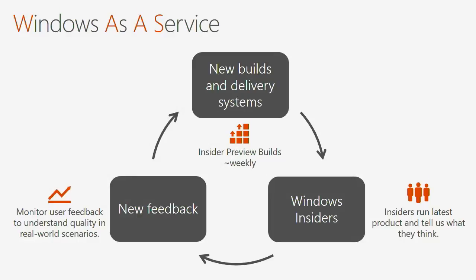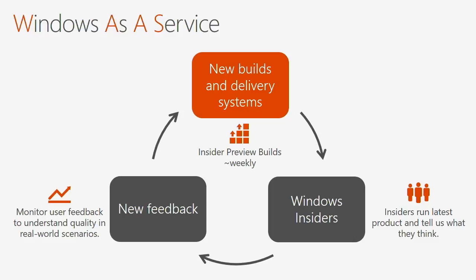So the way we think about it is Windows as a service. And we're thinking about this as a cyclical thing where we create new builds and new delivery systems. We also sometimes flight the flighting system, and so we're constantly looking at how we can improve our flighting system as well. As soon as the builds go out, we send them out to our Windows Insiders. Our Windows Insiders download them, they look at them within their own unique configuration, and then they start giving us feedback. And we monitor that feedback like crazy, looking to see where the trends are, what's clustering, what is happening out there in the real world, and really focusing on real world data.